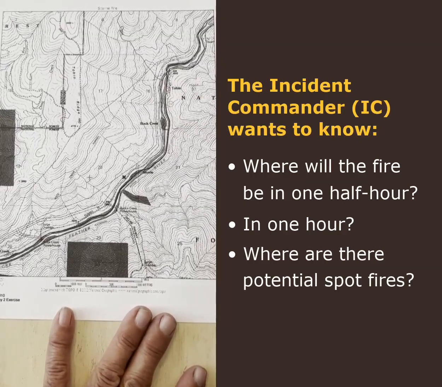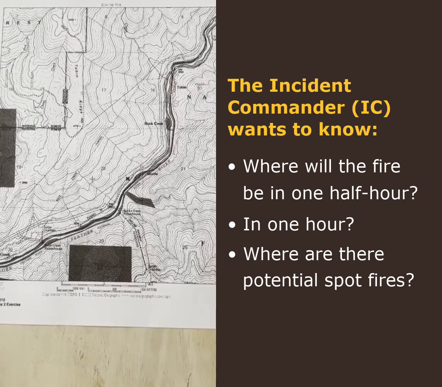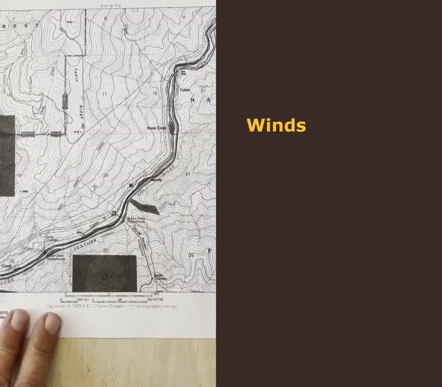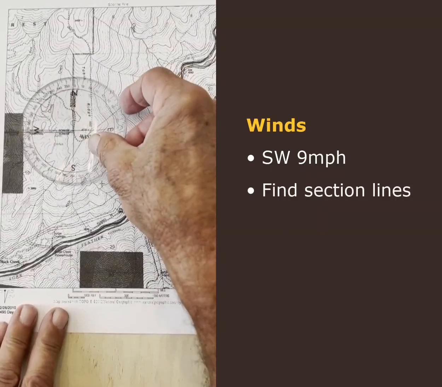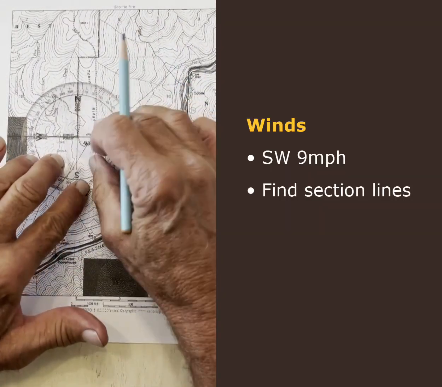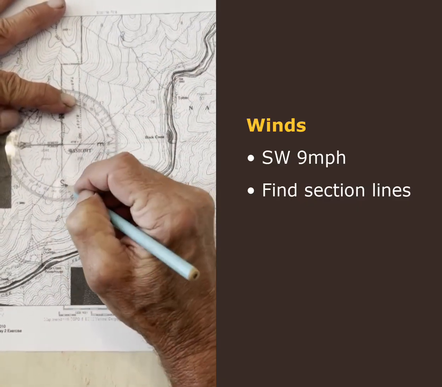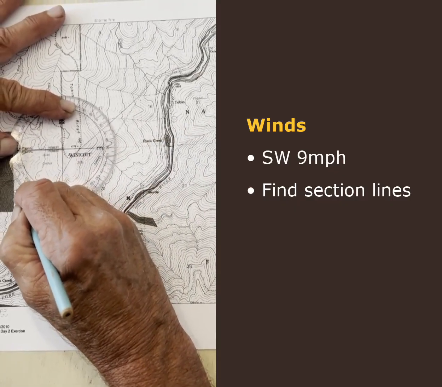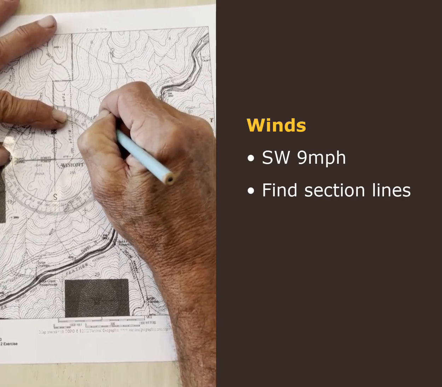So the first thing that we want to do to prep our map is, one of the inputs that we put in was our winds. And we know our winds are from the southwest at 9 miles an hour. So what we want to do is find section lines. And we'll put this at the intersection of the section line. And we know it's a southwest wind. So halfway between 180 and 270, we get 225, which over on the other side, we carry over to 45. So we make some little ticks.